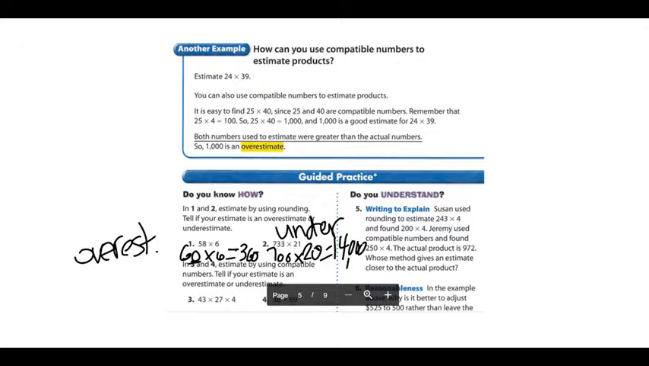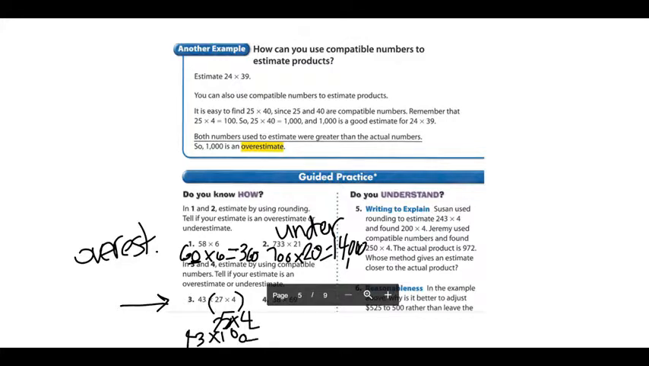Let's look at 3 and 4. It says in 3 and 4, estimate by using compatible numbers. Tell if your estimate is an overestimate or underestimate. Number 3, we need to use the associative property as well. 43 times 27 times 4. I'm noticing 27 and 4. I could round 27 to 25, so I'm going to do those two first. I would have 25 times 4, which I know is 100. We just did that. And then I can do 100 times 43.